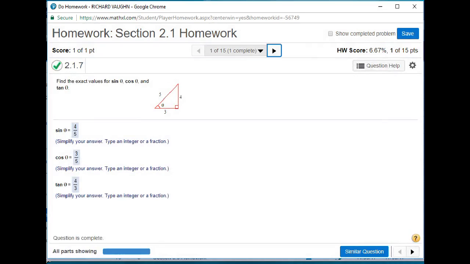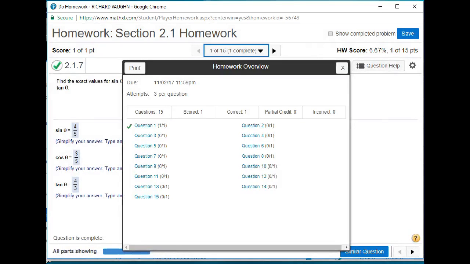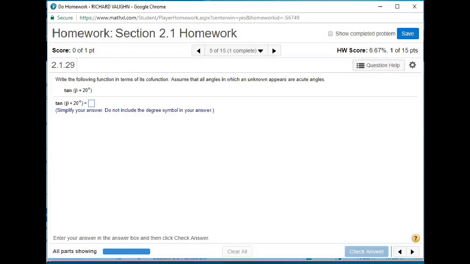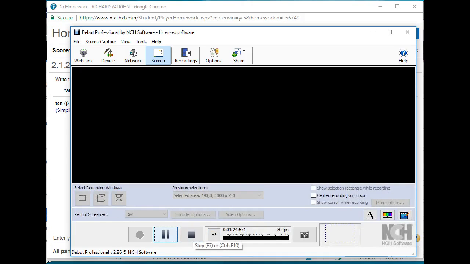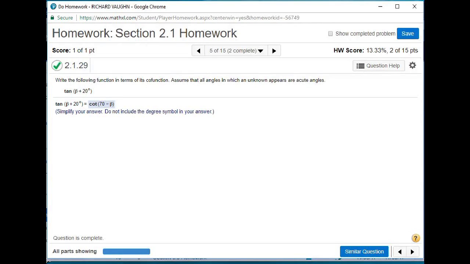All right, we're going to skip up to, let's see, we'll try number 5. Write the following function in terms of its cofunction. So assume all angles in which the unknown angle appears are acute angles. So tangent of beta plus 20. Okay, so the cofunction of tangent is cotangent, and then we take the complement of beta plus 20. So that's 90 minus the quantity beta plus 20. So that's 90 minus beta minus 20, and 90 minus 20 gives me 70. So it's cotangent of 70 minus beta.